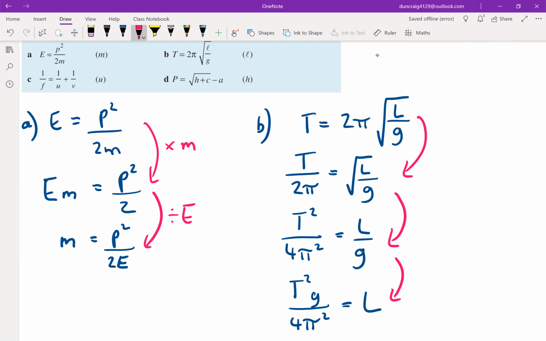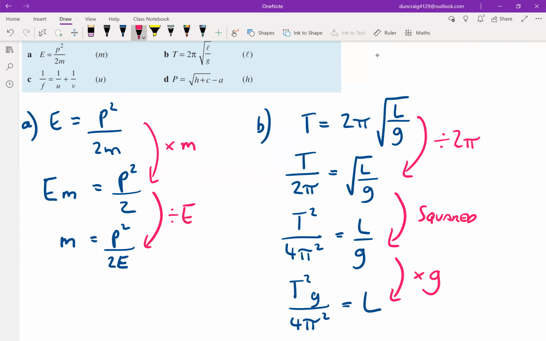So what I did first up was I divided both sides by 2 pi. Then what I did was I squared everything. And then finally I multiplied both sides by G. And then that got me my L there.